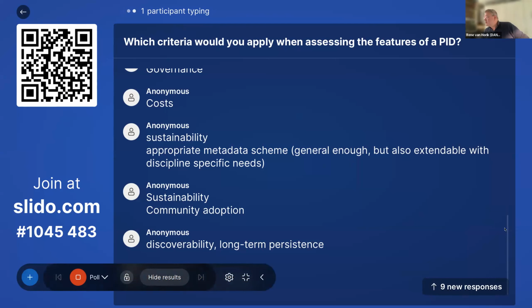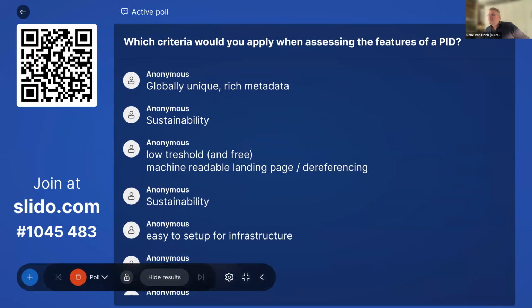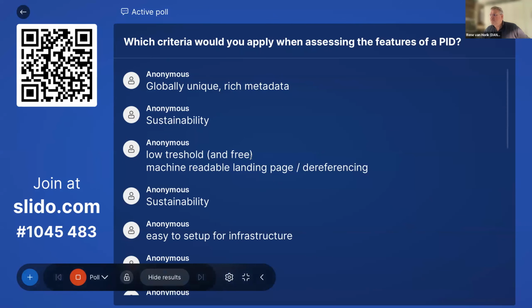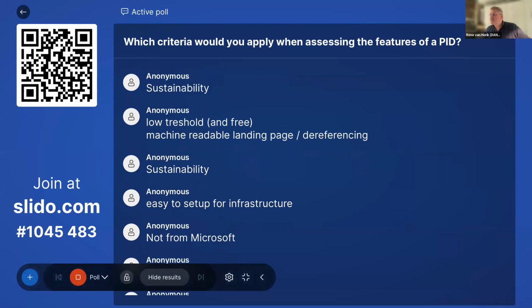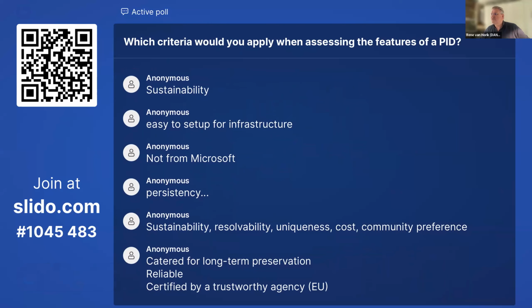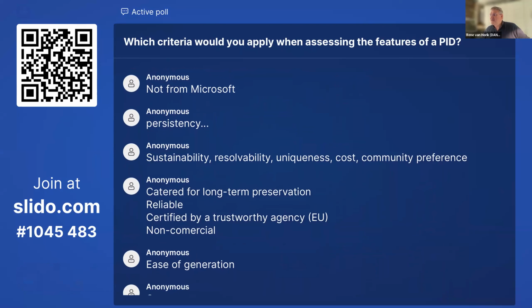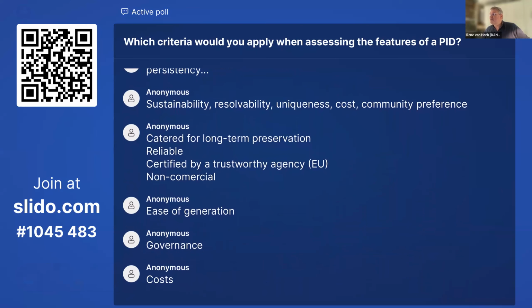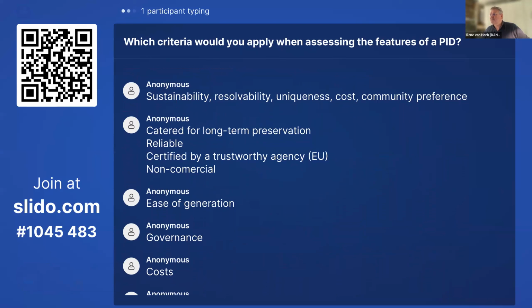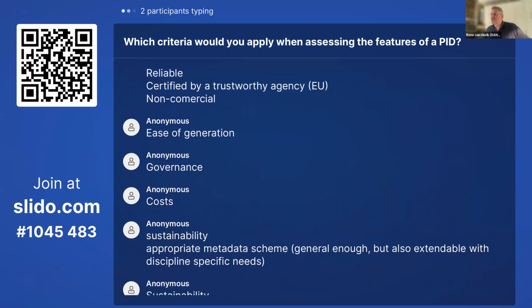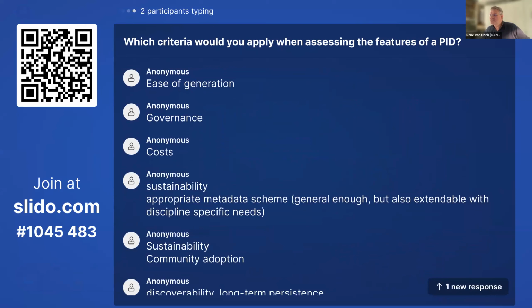8 new responses. So let's see. Globally unique. Yeah, of course. That's sustainability. Should be free, machine readable. Sustainability, easy to set up, for instance, not from Microsoft and other, yeah. Persistency, sustainability, resolvability, uniqueness, cost, community preference, yeah. The whole shebang, catered for long-term preservation, reliable, certified by a trustworthy agency, non-commercial, easy usable, easy generation, governance, cost.